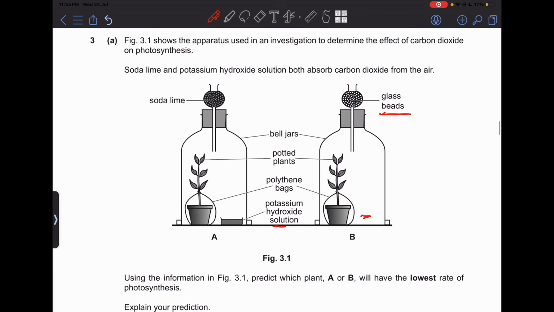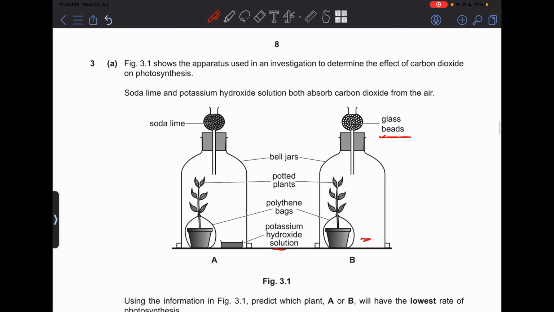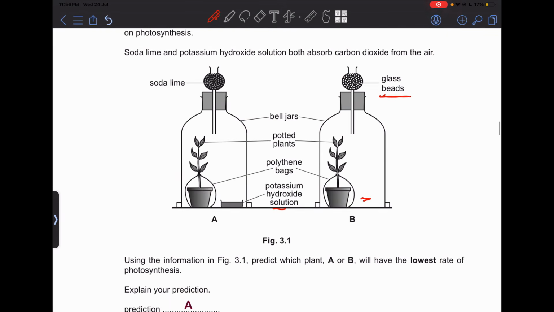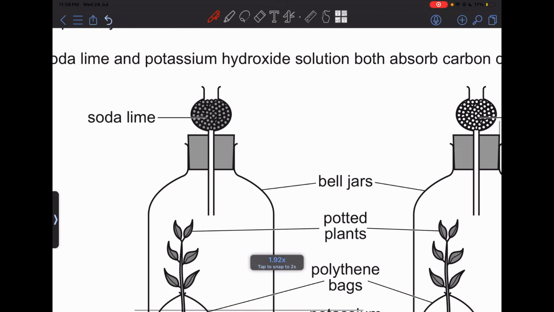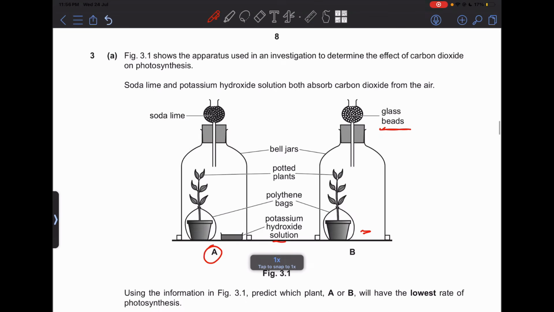Explain your prediction. So A will have the lowest one. This is because over here they said that the soda lime and potassium hydroxide both absorb carbon dioxide from the air. So there will be the lowest rate of photosynthesis in this one, because there is potassium hydroxide solution which absorbs carbon dioxide, and also soda lime absorbs carbon dioxide. So both of these things absorb carbon dioxide, and we know that photosynthesis will be very slow if there is no carbon dioxide around.